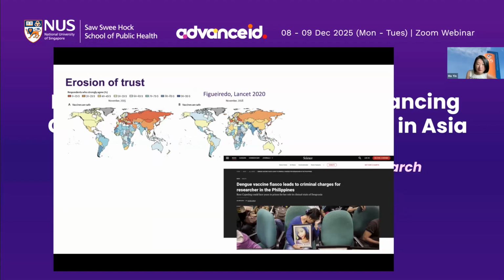As we saw during the COVID pandemic, there was a lot of vaccine hesitation, especially in Asia and some of the countries in the West as well. And I cite this example here with the dengue vaccine, especially in the Philippines, in the very recent past, that has eroded a lot of public trust in scientific research, especially in clinical trials.